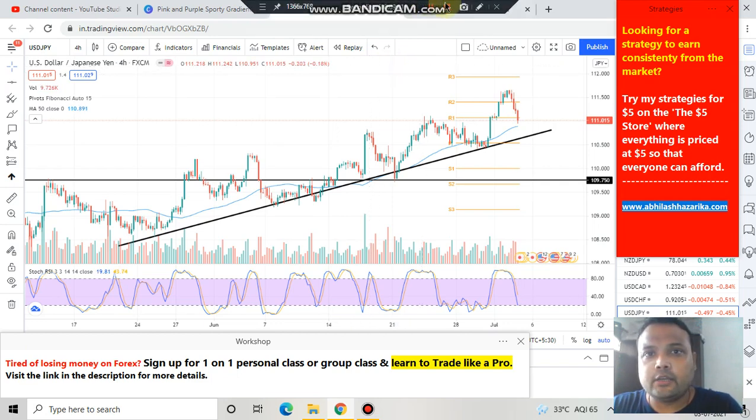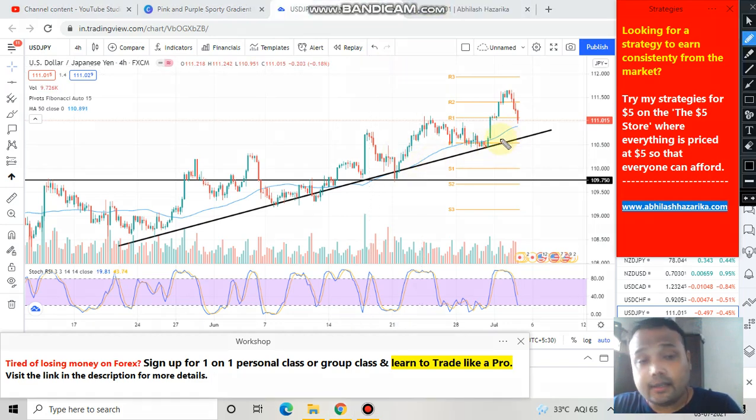Hopefully you have understood that you need to follow this trend line, and you should only buy at this trend line only if you see that market is respecting this trend line. That's it. So hopefully you've understood.